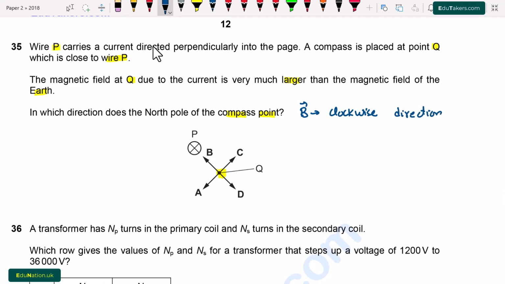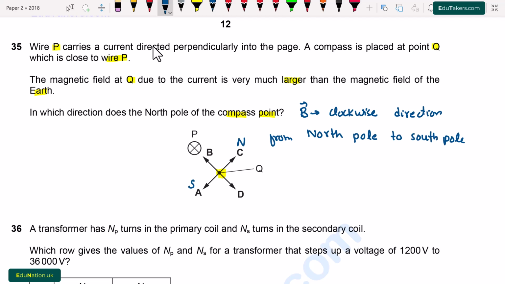So when the magnetic field is in clockwise direction, we also know that magnetic field lines emerge from the North Pole and enter into the South Pole. So the direction of the magnetic field lines is from North to South Pole of the magnet. So we see from here, if I consider here is a magnet, this will be South Pole and this will be North, because the magnetic field points in clockwise direction.